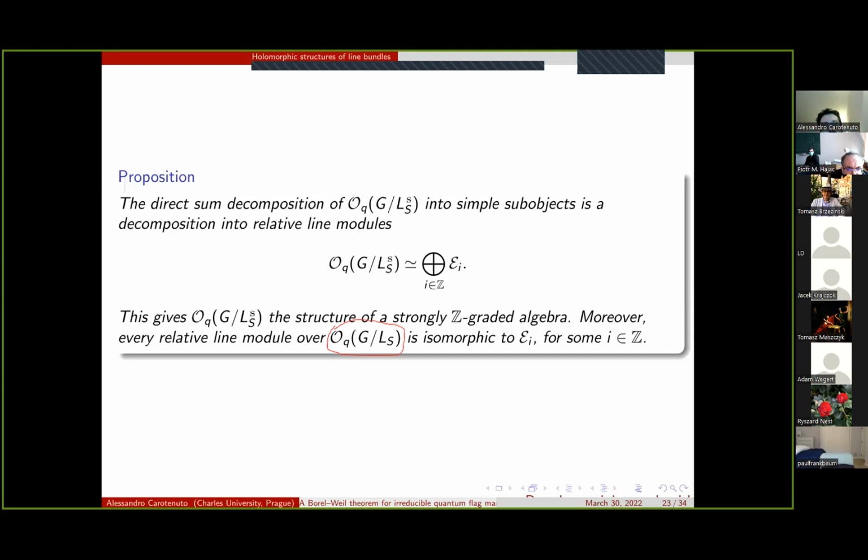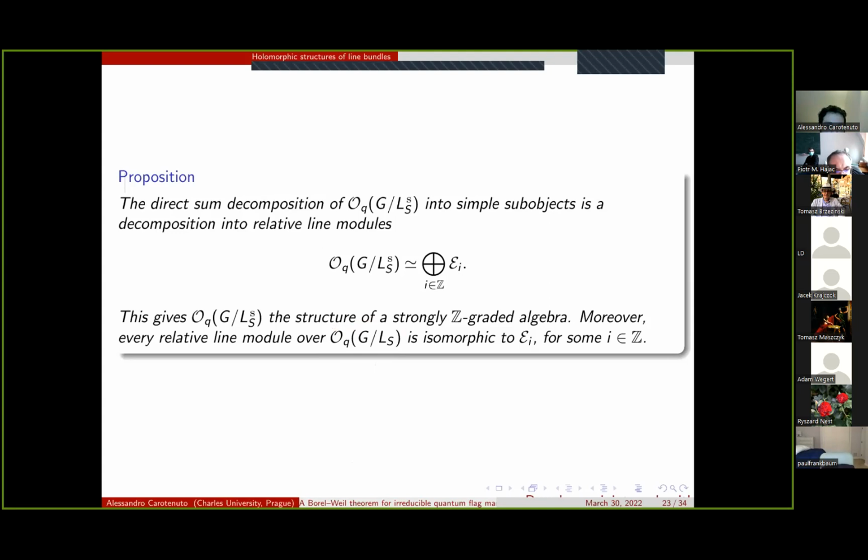That allows for... okay, I didn't want to mention this, but what we use through all the paper is this Takeuchi equivalence, which is a way to describe objects inside of the category of left O_q(G) comodule, O_q(G/L_S) bimodule as objects. So I have an equivalence between this category and left O_q(G/L_S) modules. Okay?